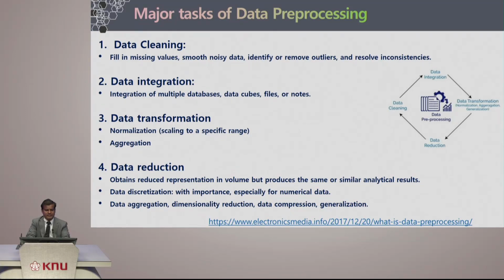Then comes data transformation, where you can normalize or scale to a specific range. You can normalize your data, you can aggregate your data, and discretization can be done there. Sometimes we have data in one format and we may have to transform it into another format. There are data in the frequency domain which have to be converted into the time domain. There are sound signals, analog signals, which have to be transformed into digital signals.